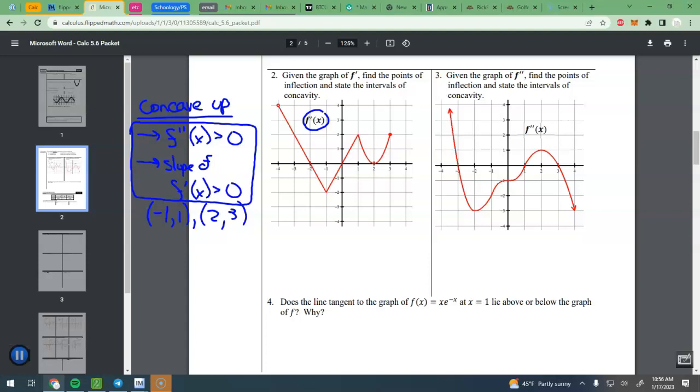Concave down would just be the opposite, right? So I'm looking for the second derivative to be negative, which means the slope of f prime needs to be negative. So that happens between -4 and -1, and then 1 and 2.